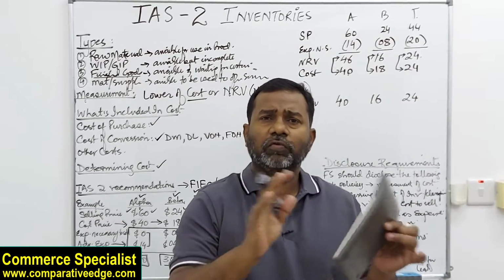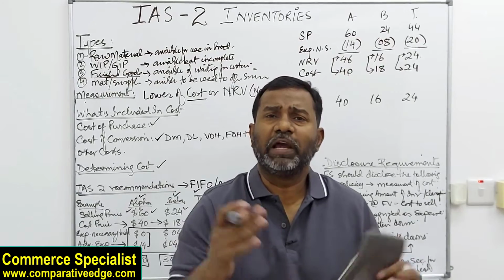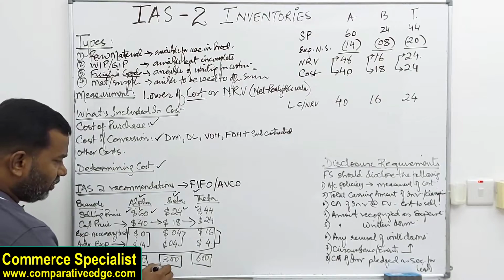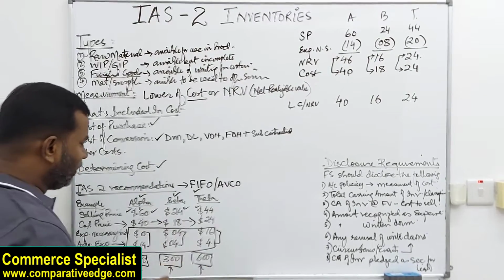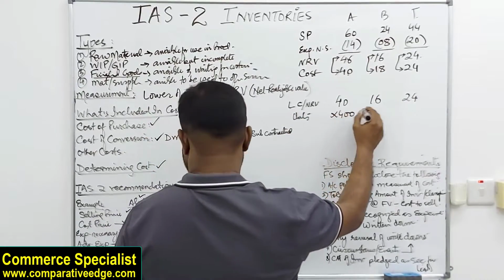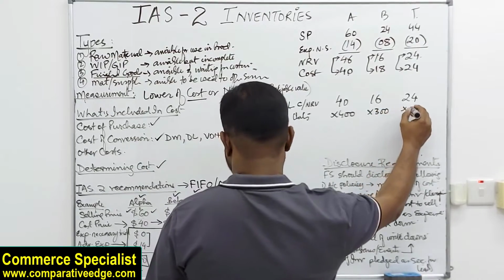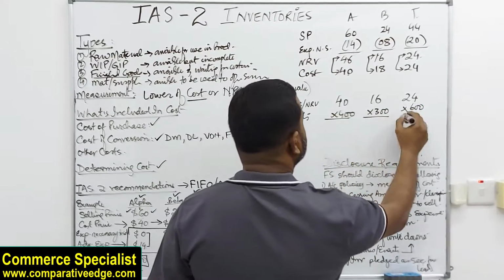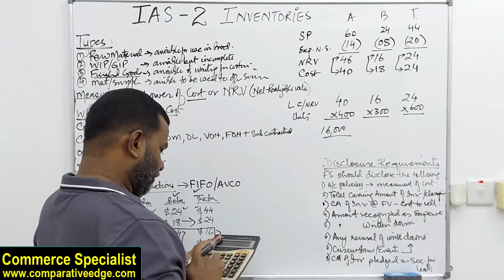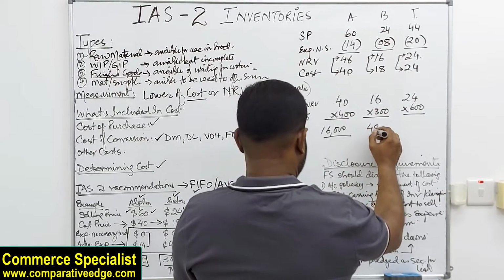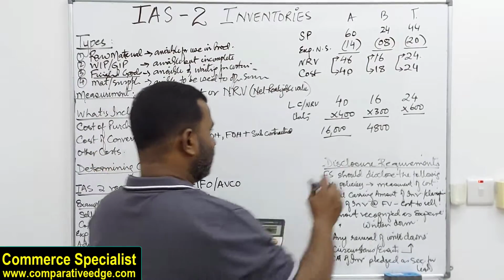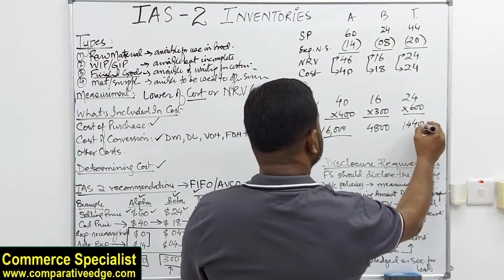Once I've taken the lower of cost and NRV, the last step is to multiply it by the number of units we have. So we have 400 units of alpha, 300 units of beta and 600 units of theta. So I'm just multiplying by the units: into 400, into 300, into 600. So this will give you 16,000. 16 into 300 will give you 4,800. And 24 into 600 will give you 14,400.